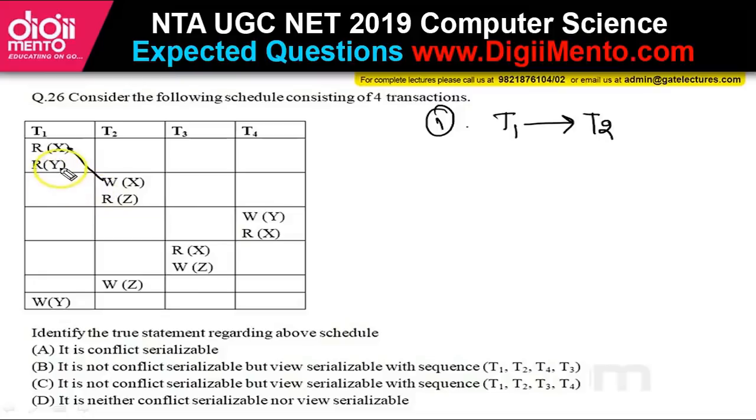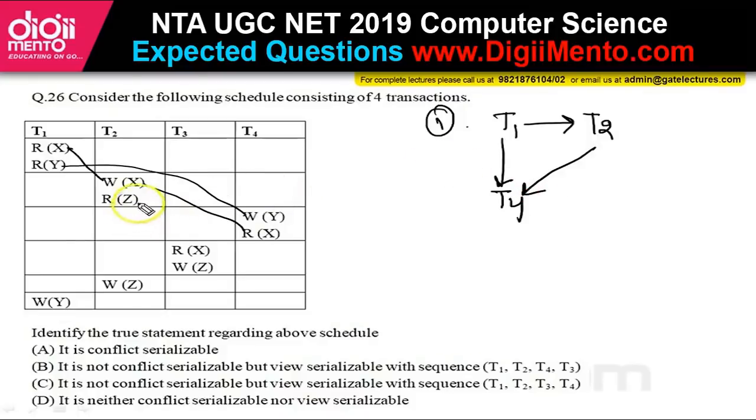Now read operation on Y, is there any problem with that? Yes, there is a problem, because T4 is performing write operation on Y, so T1 must be done before T4. Okay, now it is done. Now let's see the next one. It is doing read operation on X, and there is a conflict. How can it be resolved? T2 must be done before T4.